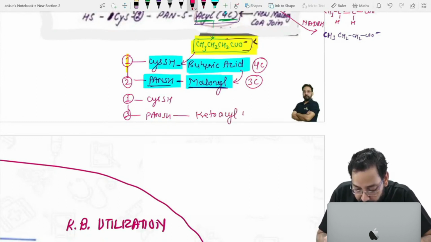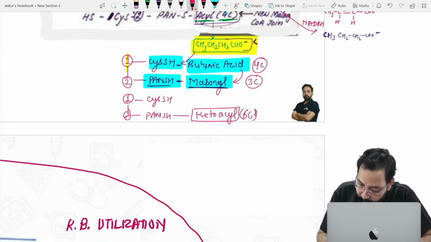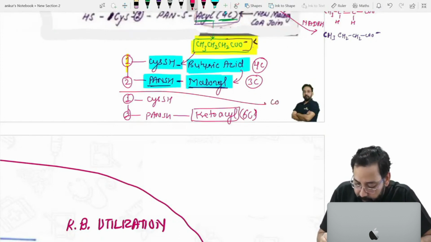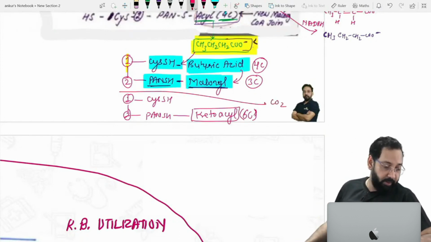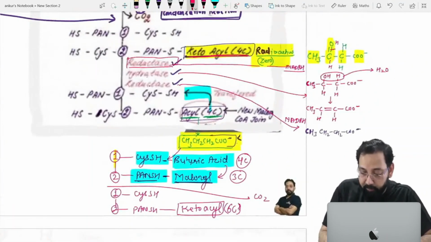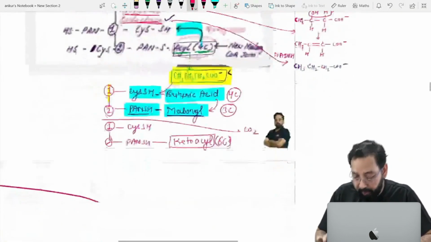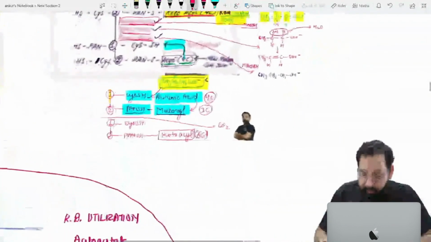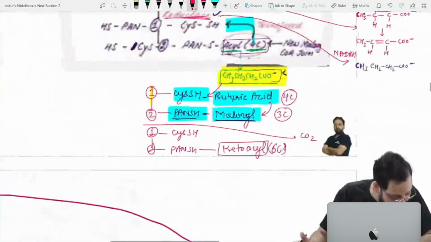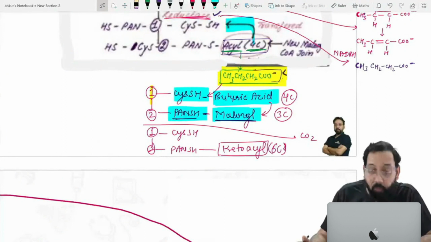Keto acyl having how many carbons? 6 carbons, because 1 CO2 is removed by the condensation reaction. Clear? And this keto acyl having 6 carbons will go through reductase, hydratase, reductase, and become a 6 carbon fatty acid. So we say fatty acid synthesis occurs in each cycle. Butyric acid synthesis is a common step for all fatty acids.